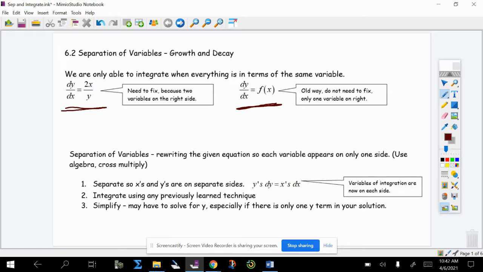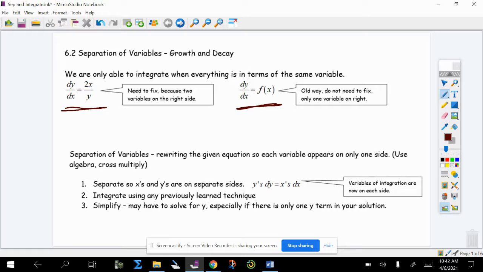So the fix, the way that we deal with this, which is a very algebraic fix, is something called separation of variables. Separation of variables means that we're going to rewrite that differential equation so that each variable only appears on one side. So we'll have our x's on one side and our y's on the other. We're going to use a lot of algebra. Cross multiplying shows up a lot. It's very algebraic in its process.